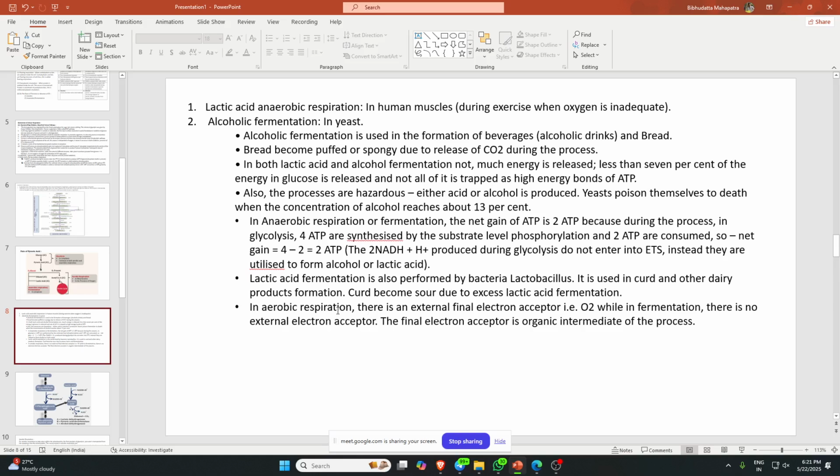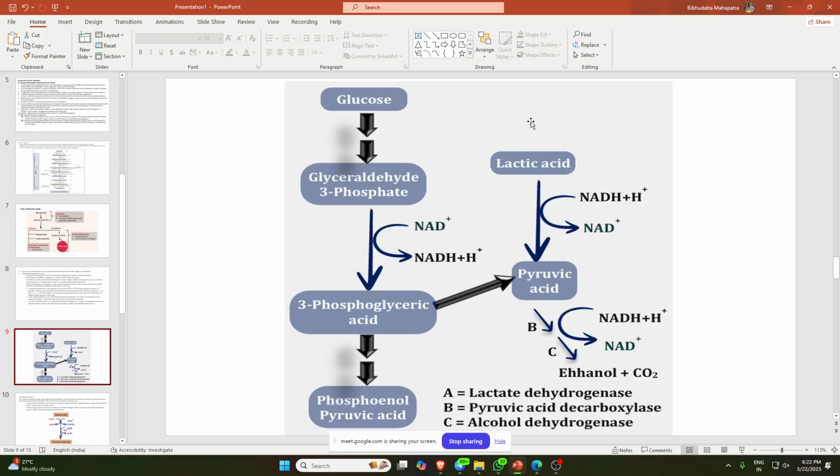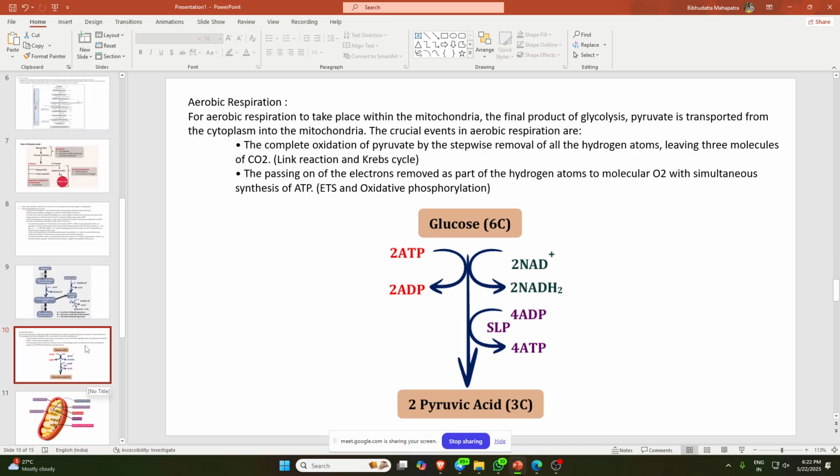In anaerobic respiration, there is an external final electron acceptor, that is oxygen, while in fermentation, there is no external electron acceptor. The final electron acceptor is the organic intermediate of the process. I think you understood this process, the fate of pyruvate if oxygen is not available. Okay, fine. We'll do the further now.